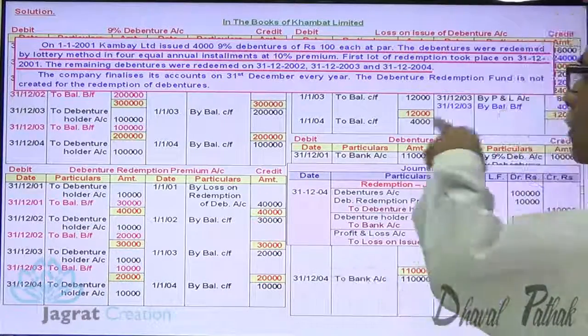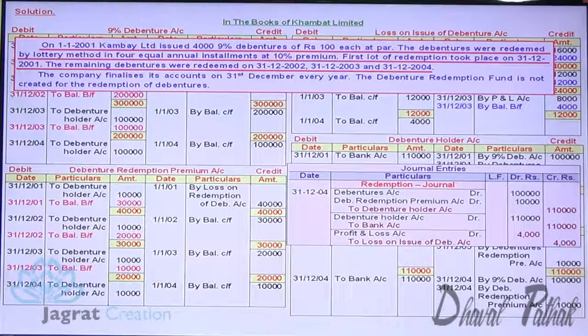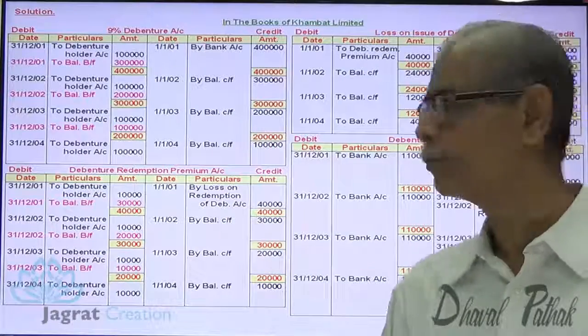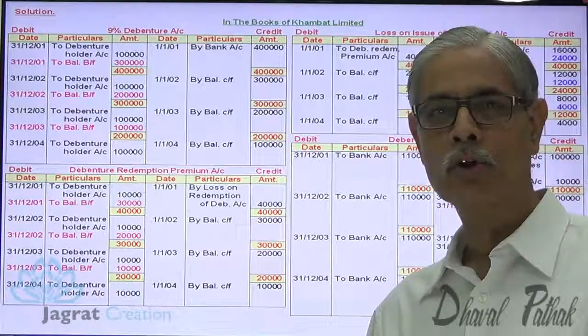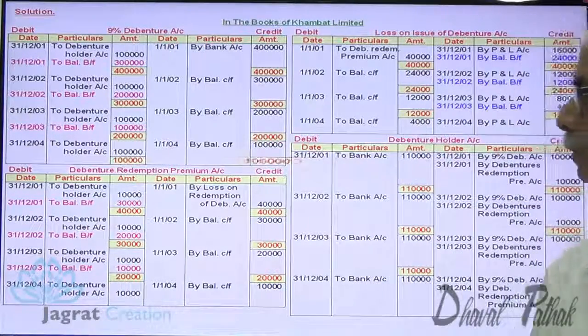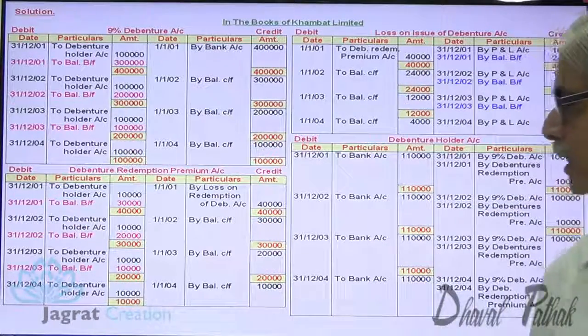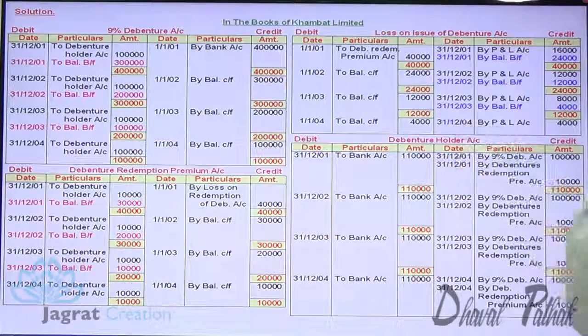Now 4,000 loss written off to profit and loss account. Profit and loss account debit to loss on issue of debentures account credit 4,000. Now let me close the account. Debenture liability is redeemed. So debenture liability account gets closed. Redemption premium liability is paid out. So that account also gets closed. Loss on issue of debentures total written off of that account also gets closed. And debenture holders account total on both the sides is same. That also gets closed.